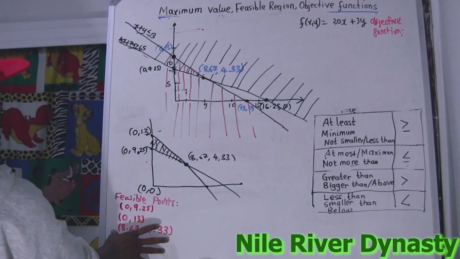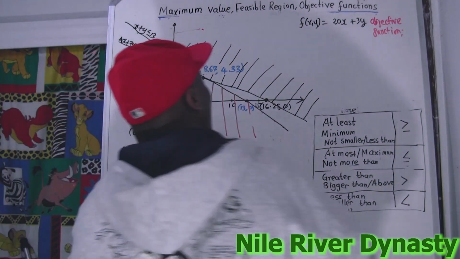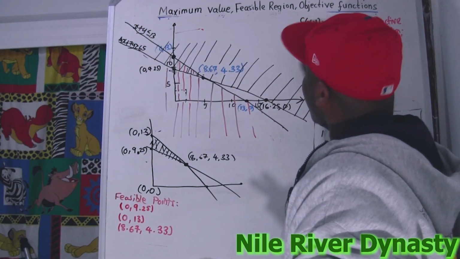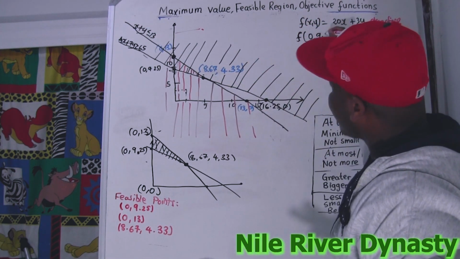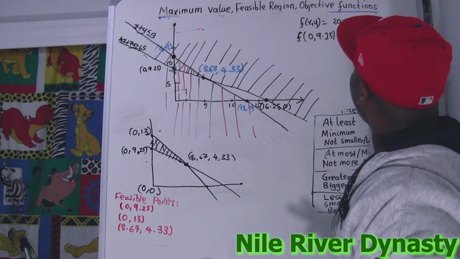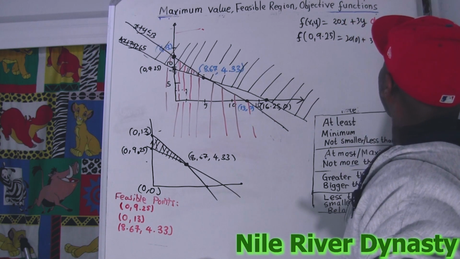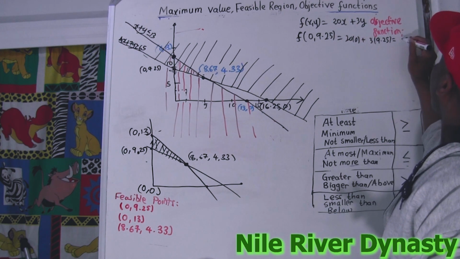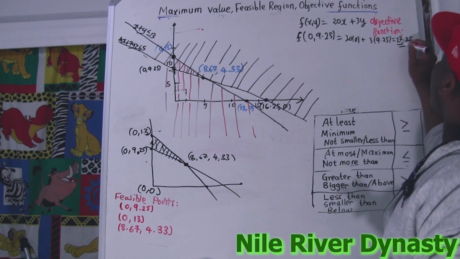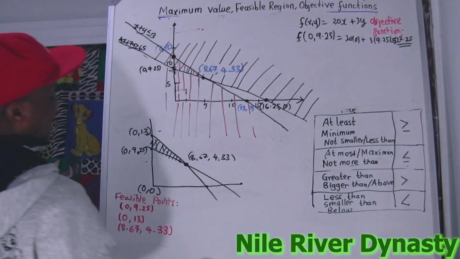So now let's see which is going to give him more salary. We have to use these feasible points and put them in here and see which is going to give him more and which is going to give him less. We start with the first one, 0 and 9.25. So 20 times x, which is 0, plus 3 times y, y equal to 9.25. Plug into the calculator: this is going to be 27.75. This is the amount that he's going to earn in dollars.